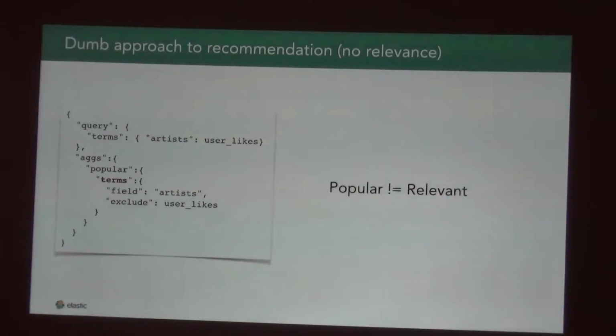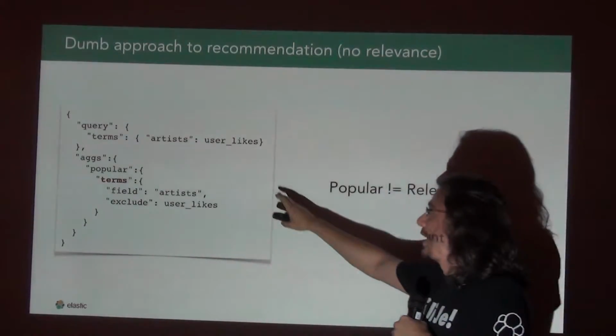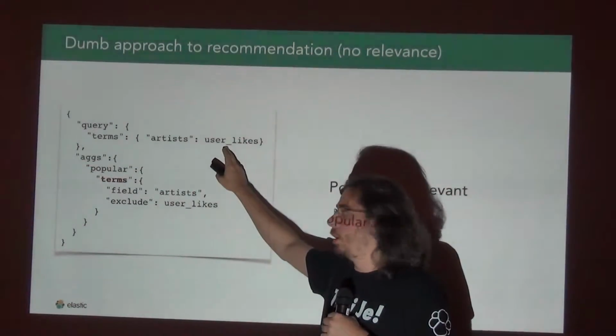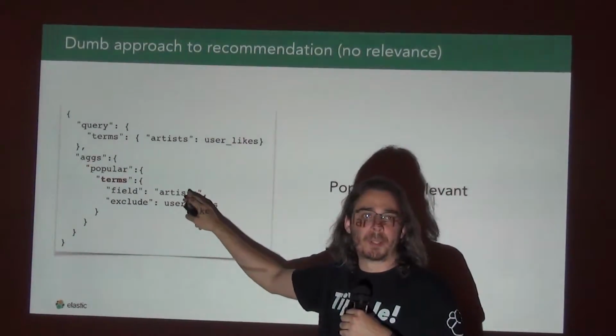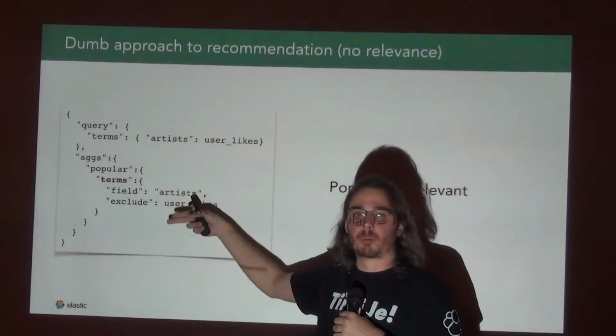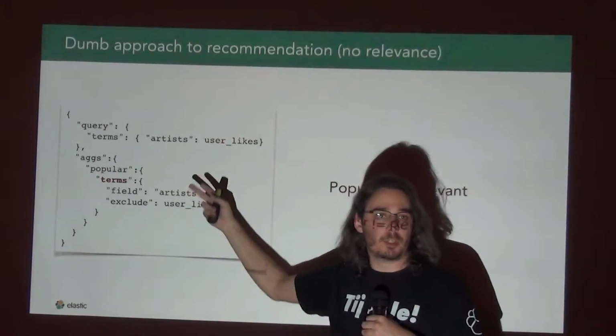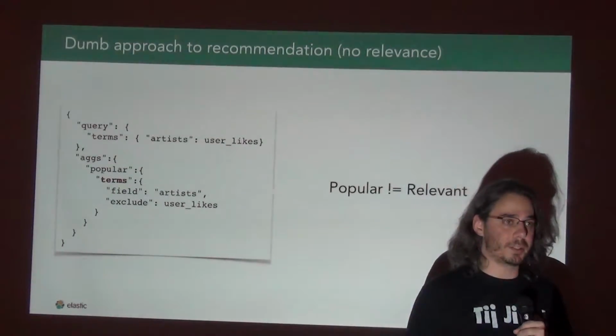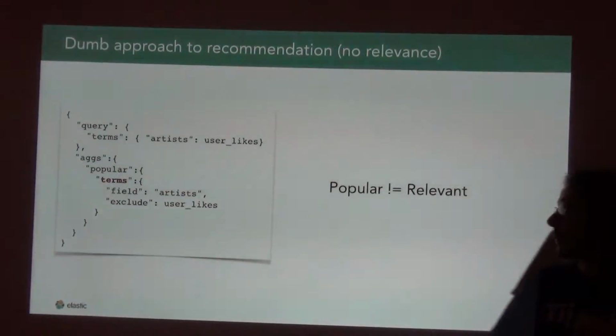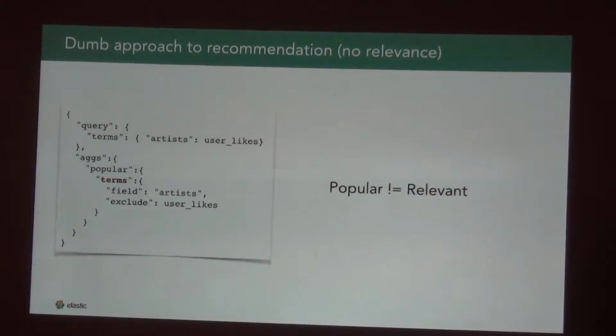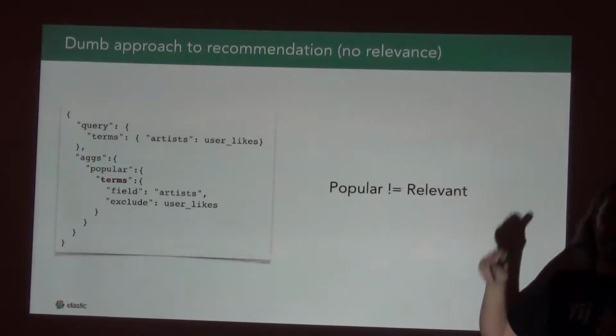So the first kind of approach is, hey, we just get all the users that liked some of the same things and get the most popular artists that they listen to or products that they bought, without those that you've already listened to or already bought. And this is a very simple approach, but it doesn't really work much, because popular doesn't mean it's relevant.